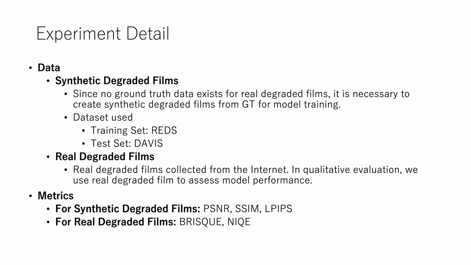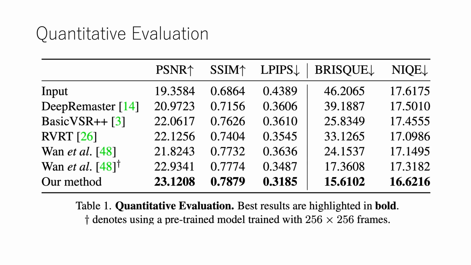In qualitative evaluation, we use real degraded film to assess model performance. As for the metrics, we use PSNR and LPIPS for synthetic degraded films, and for real degraded films we use the no-reference metrics BRISQUE and NIQE. As a result, our proposed method performed best on all metrics.